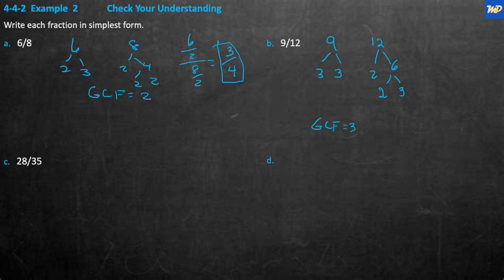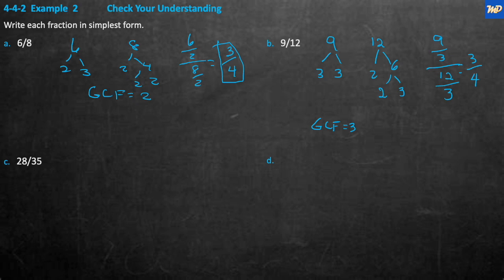If we rewrite this, 9 divided by 3, all over 12 divided by 3, that is equal to 9 divided by 3 is 3 over 12 divided by 3 is 4. So 3/4. Again, 3/4. 6/8 was 3/4. 9/12 was 3/4. Let's look at 28/35.